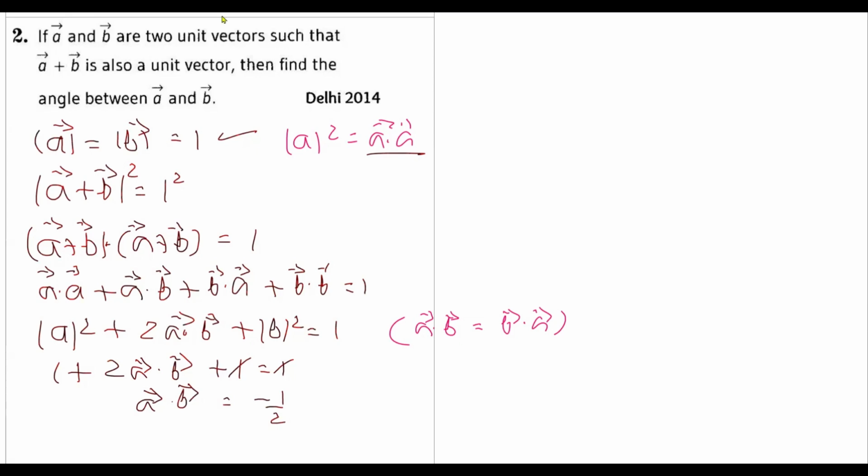Now next we have to get the angle. So what I'll do, I'll apply the formula of A dot B. A dot B is equal to A magnitude into B magnitude, multiplied by cos theta. So this can be replaced with what? Half. That's what we have got. I replace this with half. A magnitude is 1, and B magnitude, no, it's not half, it's minus half.